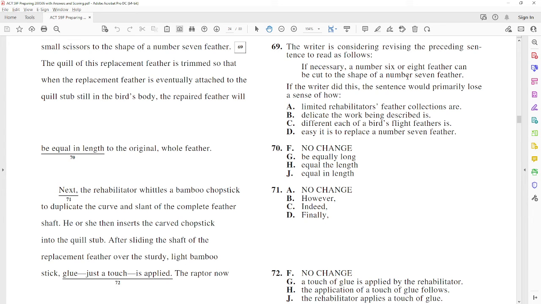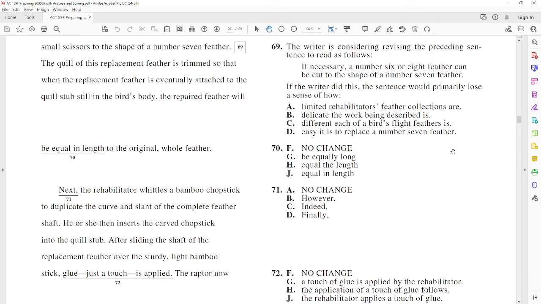All right, so we decided F is right, but we're looking at the other choices. Be equally long. It would be equally as long as. So that's what G would be. Equal the length, it would be of the original. The feather will equal in length. You would have to say equal the original in length.